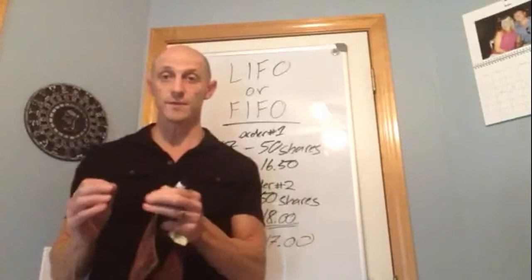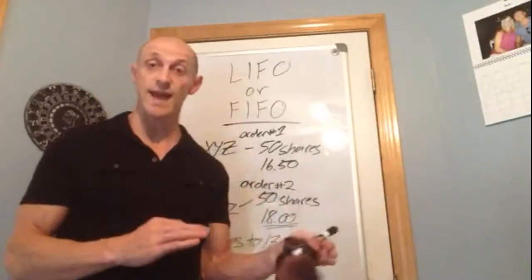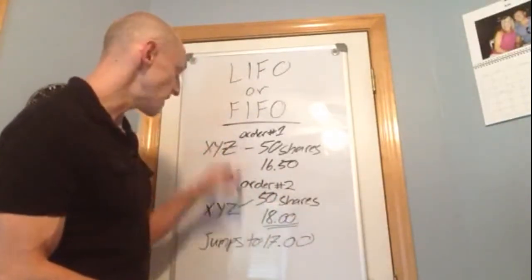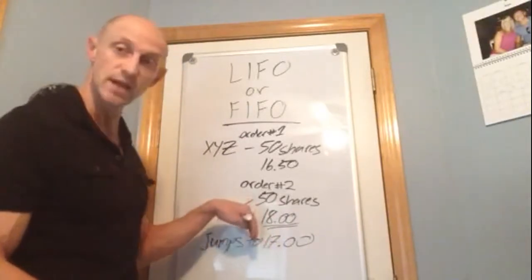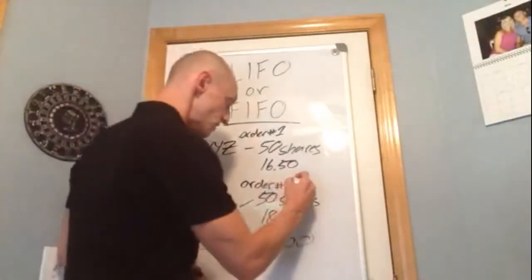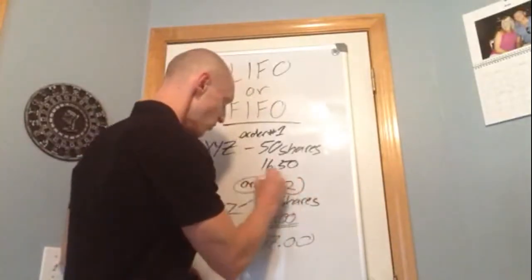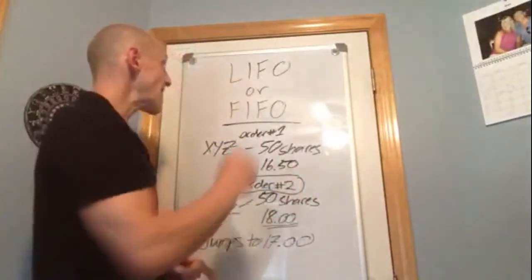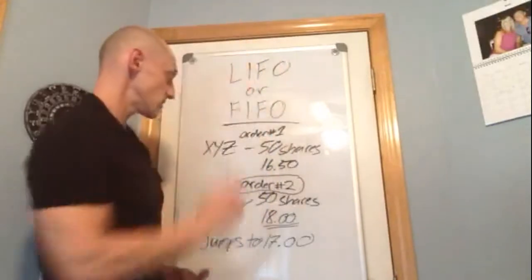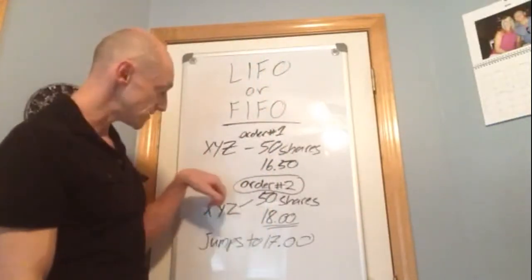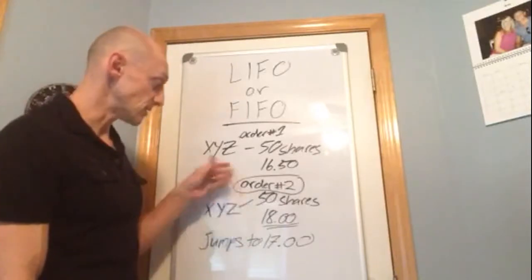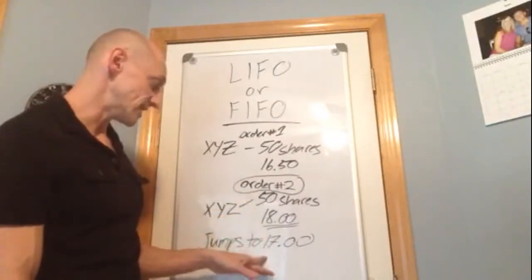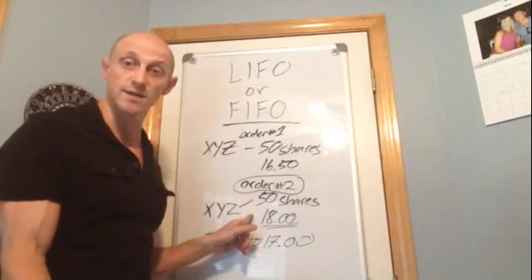So if you're set up for last in, first out, what's going to happen when you sell? If the price jumps to $17 and you sell, you're going to sell order number 2 instead of order number 1 because it's last in, first out. So your last order was order number 2, okay, and it's going to be the first one out. You would take a loss if you were to sell this.